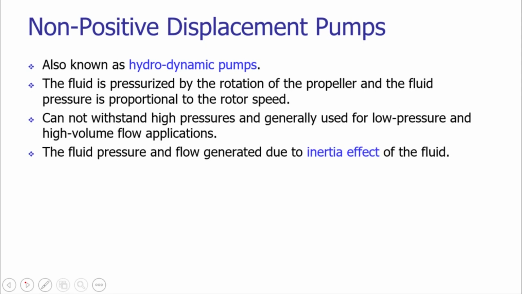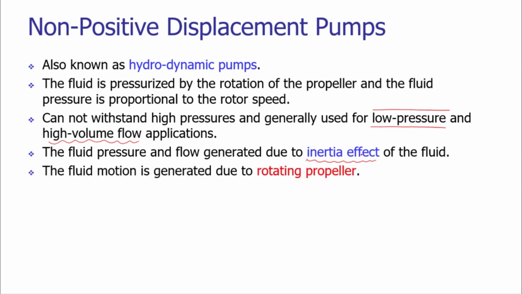The non-positive displacement pumps are basically used for low pressure applications. These pumps generate a very high volume of flow. Basically, the fluid pressure and the flow are generated by the inertia effect of the fluid, whereas the fluid motion is generated due to the rotation of the propeller. So, motion is generated by the propeller rotation, and the inertia of the fluid itself, the weight of the fluid itself, creates the pressure and the flow inside this kind of pump. In general, the hydrodynamic pumps utilize water and they are widely used for domestic water distribution purposes.